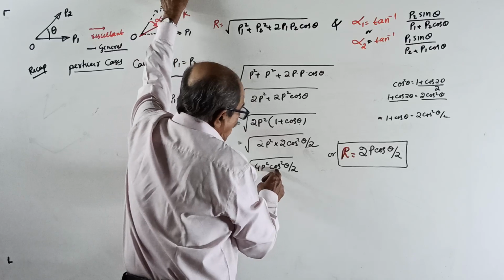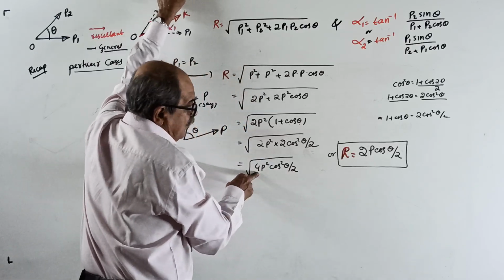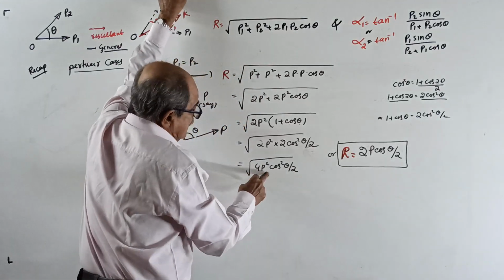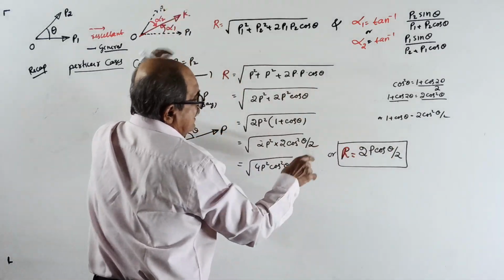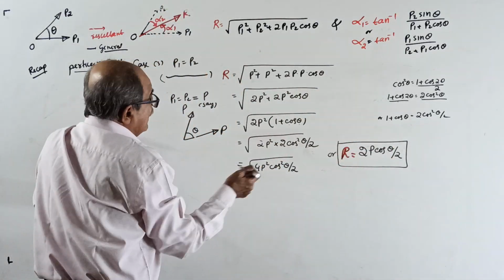Root of 4 is 2, root of P square is P, and root of cos square theta by 2 is cos theta by 2. This is not important, but the other one is.